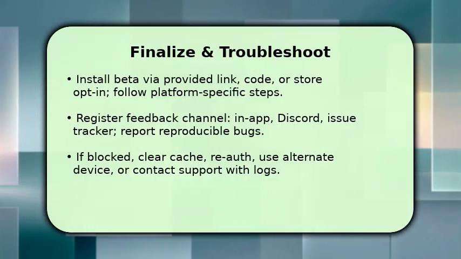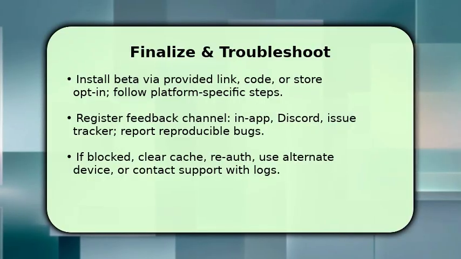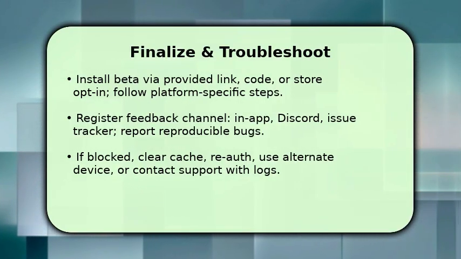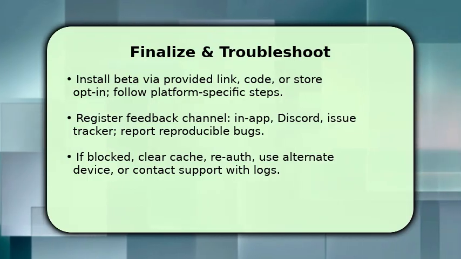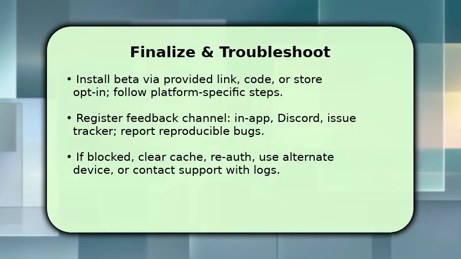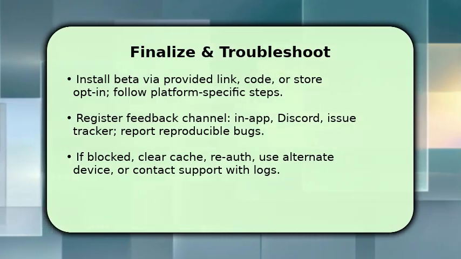Install the beta using the exact link, code, or store opt-in provided and follow platform-specific installation steps. Once installed, register on the designated feedback channel, Discord issue tracker, or in-app, and submit clear, reproducible bug reports with steps and logs so developers can act.